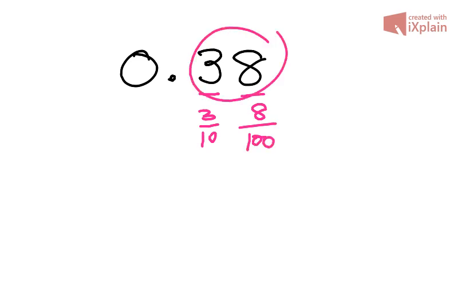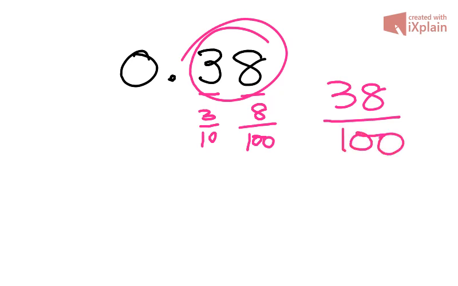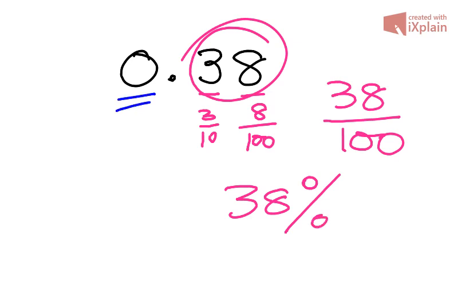But in a combination, I can read this as 38 hundredths with a th, or 38%, because we know that anything out of 100 is a percentage. I'm not worrying about that 0 because there's no whole part to this number. So I'm simply talking about it as 38%.